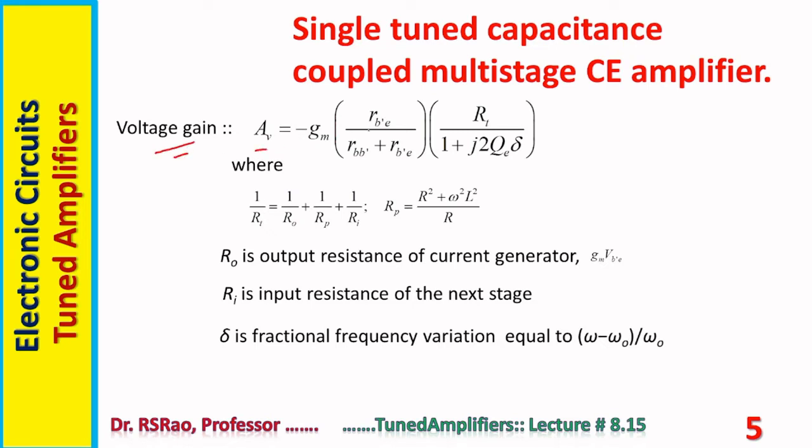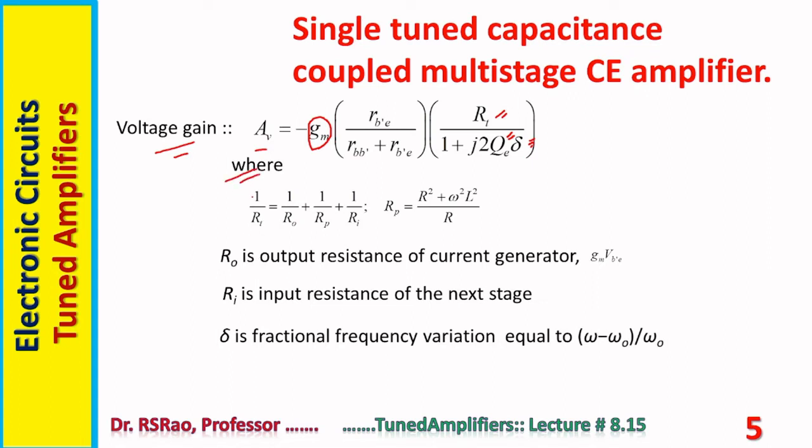AB equal to minus GM RB prime E by RBB prime plus RB prime E, RT by 1 plus j 2 QE delta. GM is the transistor's parameter, transconductance. RB prime E is the resistance between internal base and emitter. RBB prime is the base resistance. What is RT, what is QE, what is delta, all those things are explained here.